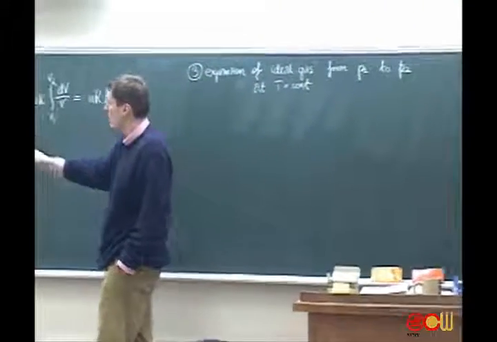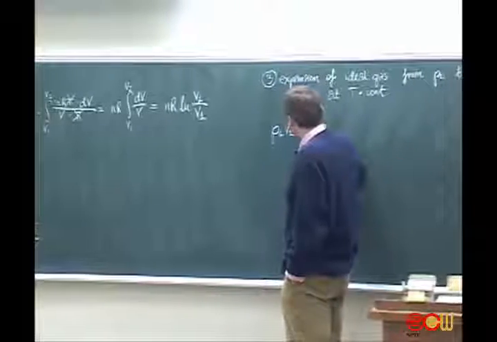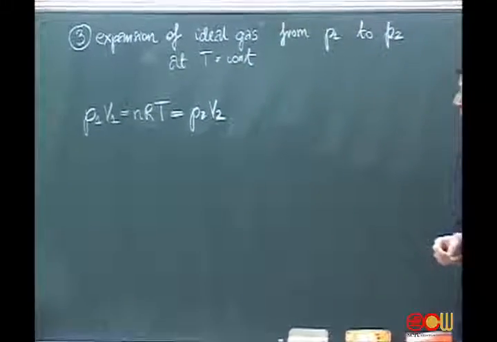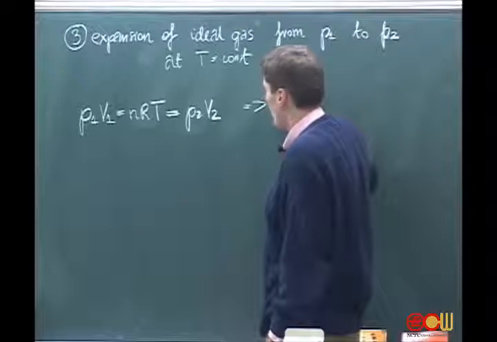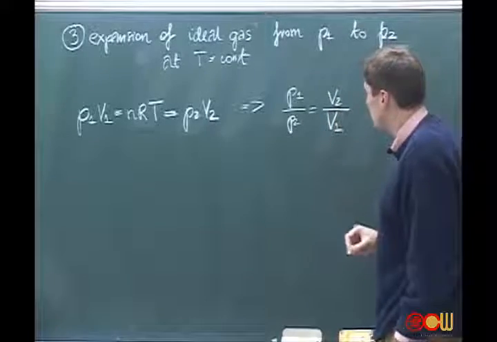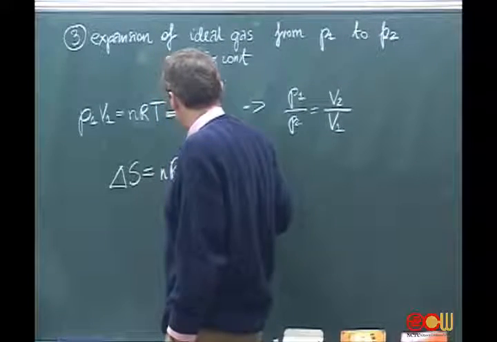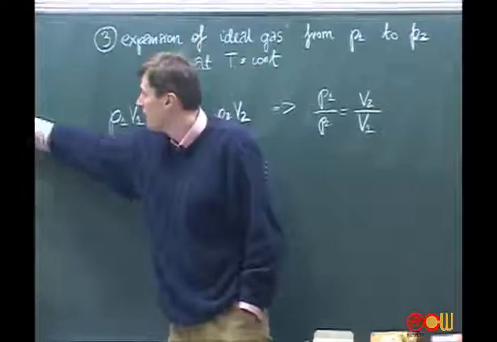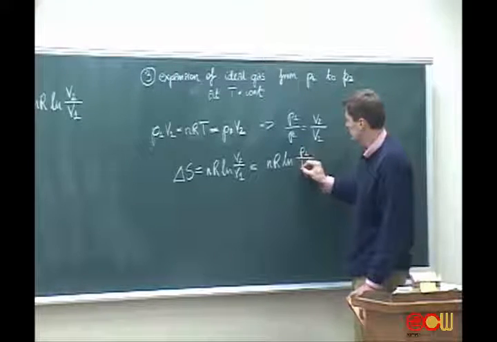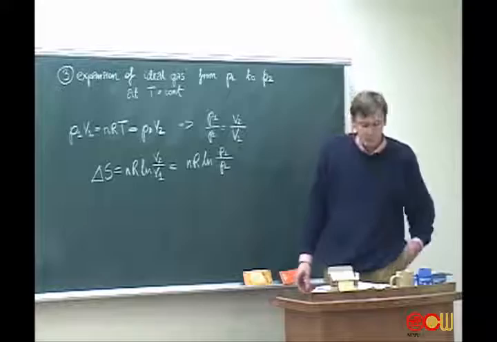Now, I could possibly calculate all the way like this and finally get some formula, but it's enough to notice that at the initial pressure, P1 V1 is equal to nRT, and of course, this is also equal to P2 V2, because the temperature didn't change. So from this one, I'm getting P1 divided by P2 equal V2 divided by V1, and now I can directly use the result I calculated before, which is nR ln V2 over V1, and I can put instead of V2 over V1, P1 over P2. So as you see, calculating entropy change for some simple processes is not too difficult.